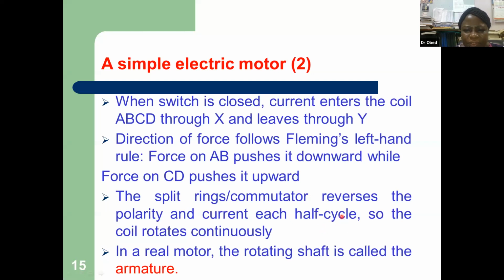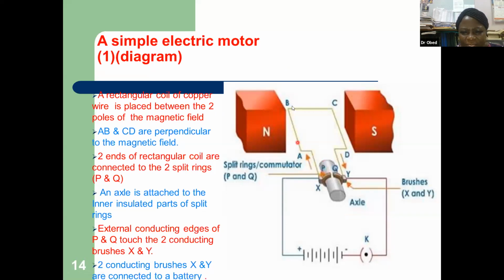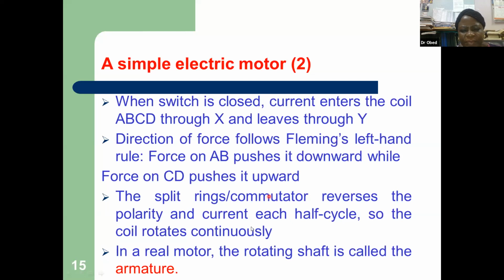So what we mean to say is that the force pushes this part down, this one goes up, and so on like that. So it keeps rotating that way. So in a real motor, the rotating shaft is called the armature.